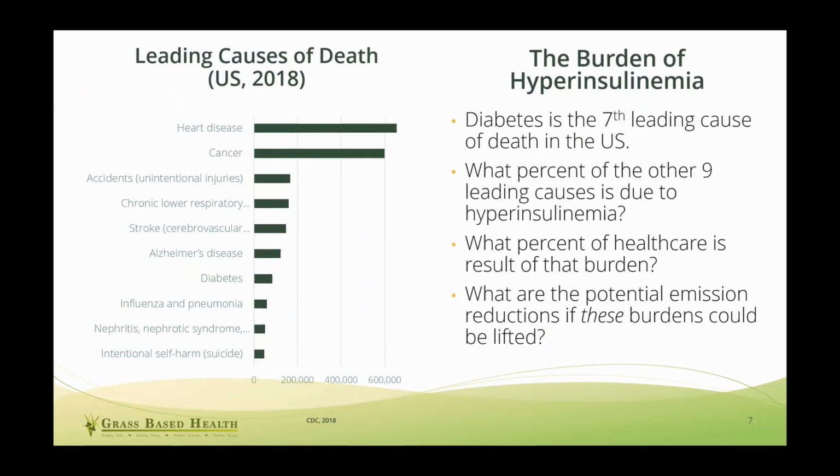With that in mind, when we look at the 10 leading causes of death in the United States from 2018, diabetes was the seventh leading cause of death in the United States. But what percent of the other nine leading causes is due to hyperinsulinemia? You can refer to the list in the previous two slides.